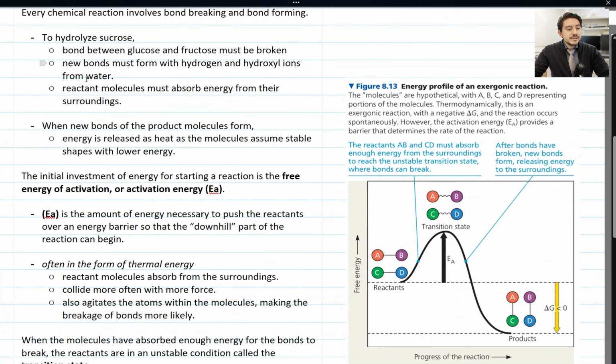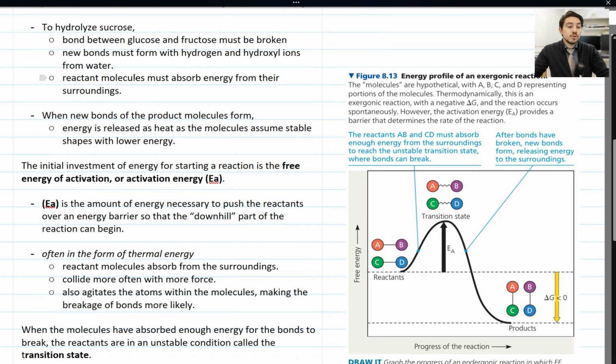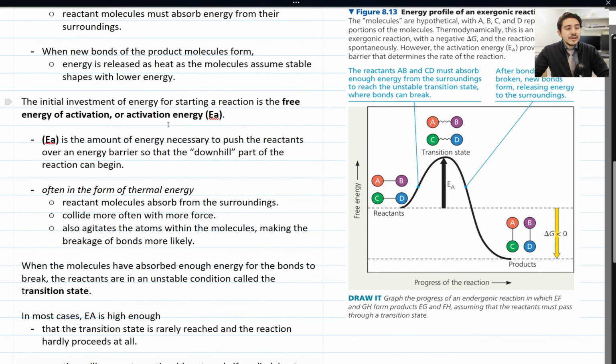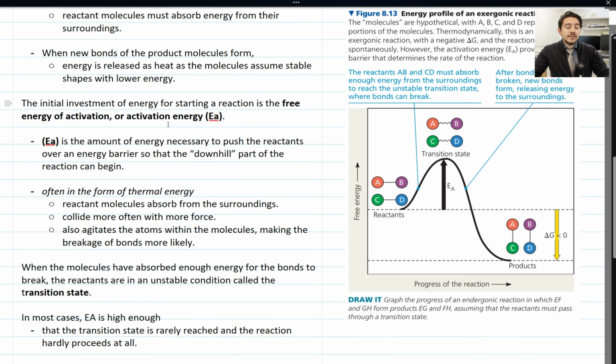So, my apologies. Reactant molecules must absorb energy from the surroundings. When new bonds of the products form, energy is released. You will have energy released for any molecule being created, bonds being formed. One thing that's important to note is that for any chemical reaction, you see here A and B and C and D, they need to react together. You need a certain amount of energy for the reaction to proceed.